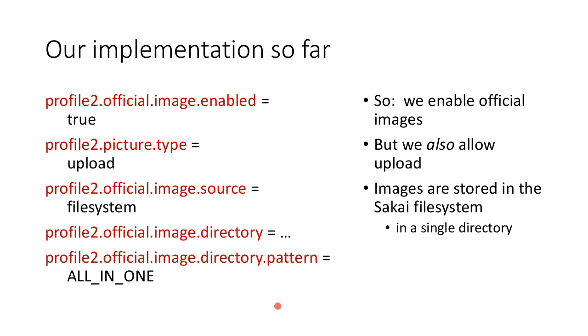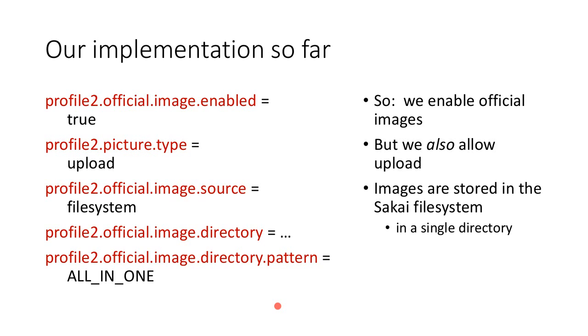Our implementation so far specifies that the official image is enabled, but the picture type is uploaded. So students can upload their own profile picture if they choose to, but we also have an official image behind that. The official image source is file system, meaning we upload them to the Sakai file system. The image directory obviously is specified, but I've removed it here. And there are settings for the directory pattern, whether or not they should all be in one directory or whether they should be broken out alphabetically by the first initial of the student's username.